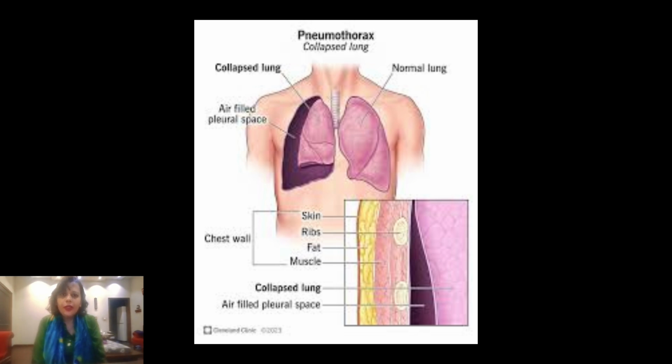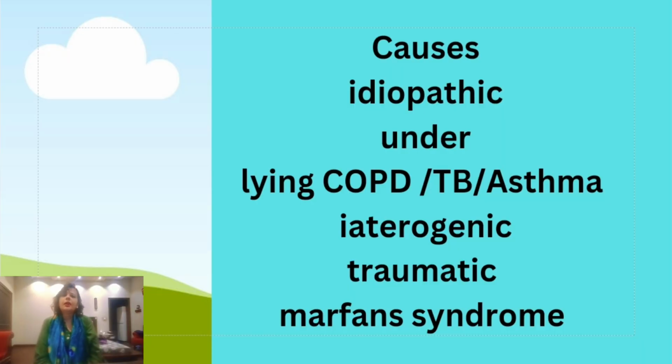Pneumothorax and pleural effusion are actually not diseases, but they are the sequelae of different diseases. Pneumothorax is the presence of air in the pleural space, and it pushes the lung to one side, as you can see in the picture. There is a dark colored air which is compressing the pink lung.